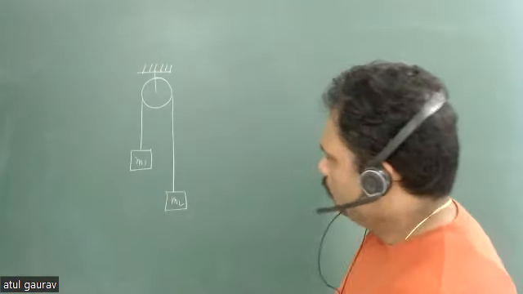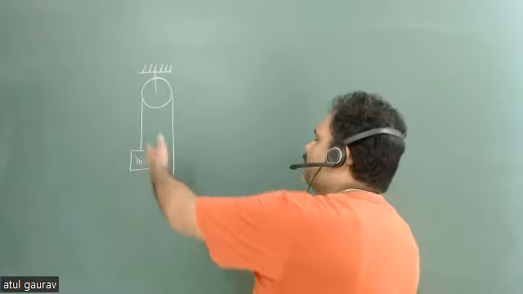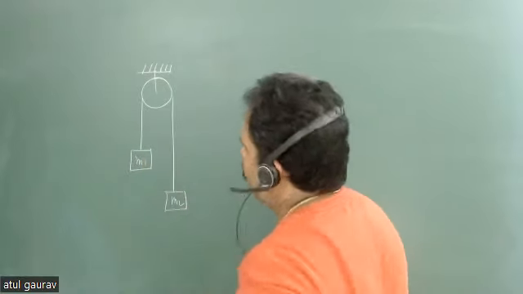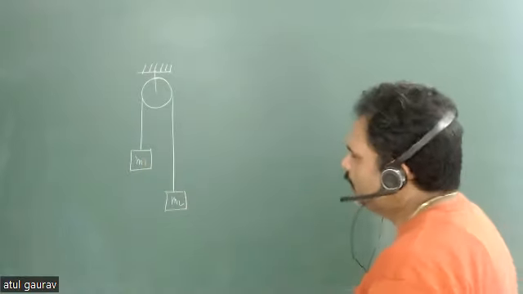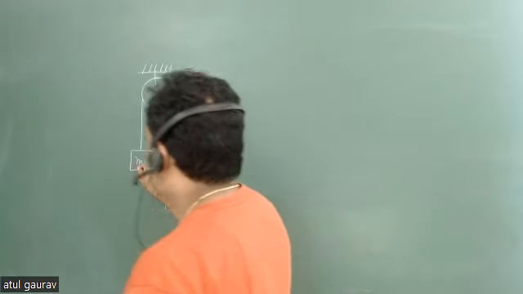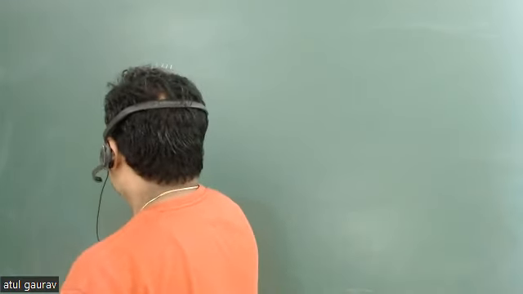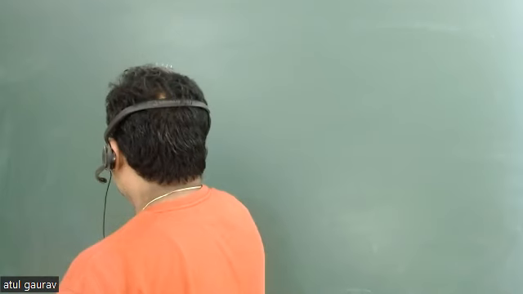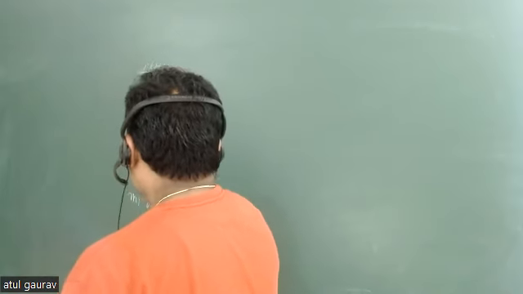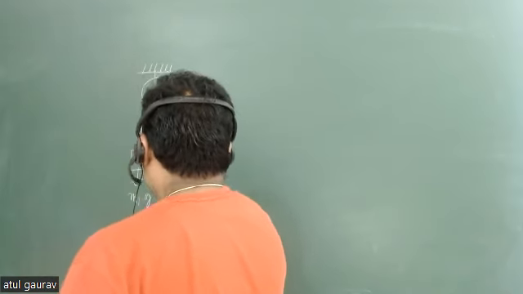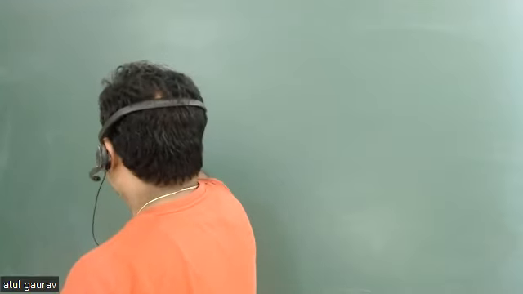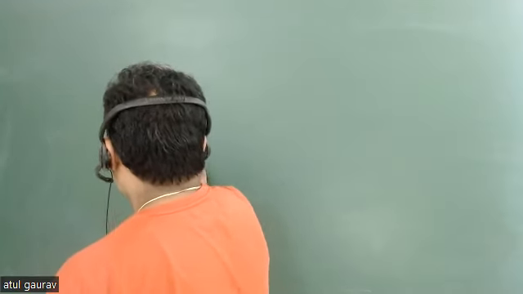So what we have to do? We have to find the acceleration of m1 and m2. That is very simple thing. In general, how you will solve it? You will just tell this is my M1G. There is a force. This is my M2G. This is your tension T. This is your tension T.